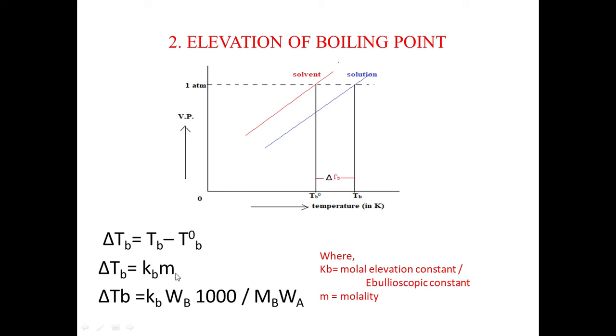If we expand this molality, then what we got? Delta TB as such, KB as such. m means weight of solute divided by molar mass of solute, multiplied by 1000, and WA, that is the mass of solvent. This all comes from the formula of molality that we already talked about in class 11. If you have any doubt, you can go for class 11th, chapter number 1, chemistry, some basic concepts of chemistry from our slide section.